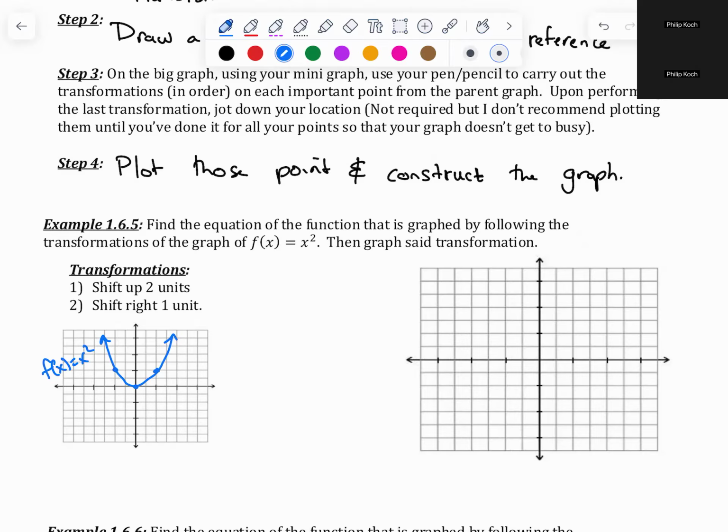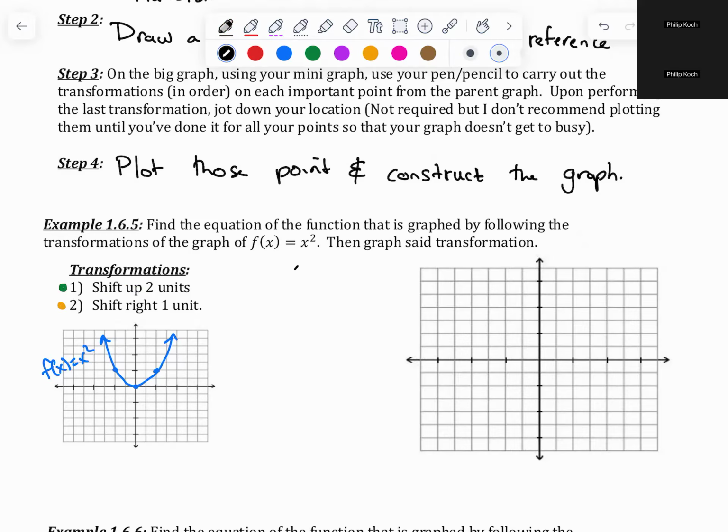So I'm going to color code these. This is the first one. We're shifting up 2 units. Why won't it let me highlight it? Fine, I'll do it this way. And then we'll do purple for the next one. Not purple, let's use orange. So, first things first is a shift up 2 units.